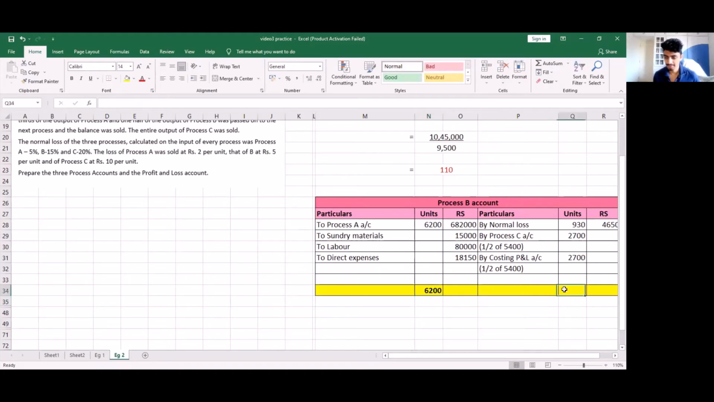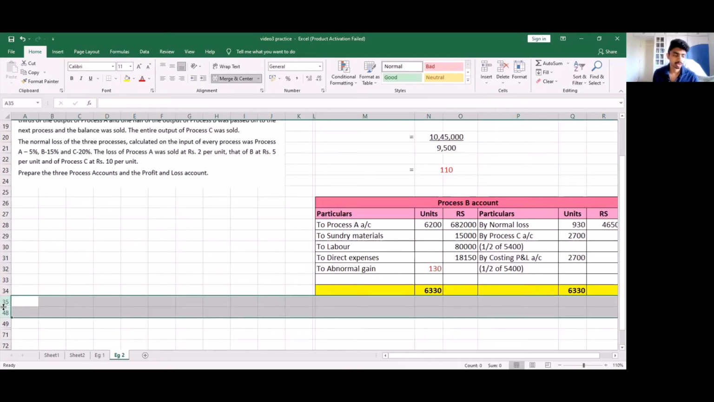So on the debit side, we get a sum of 6,200, and on the credit side, we get a sum of 6,330. So this time our credit side is more than the debit side, which means this is the case of an abnormal gain. We account for this as to abnormal gain, and the units will be the difference, which is 6,330 minus 6,200, which is 130 units.